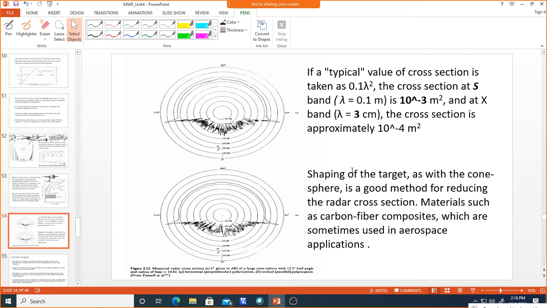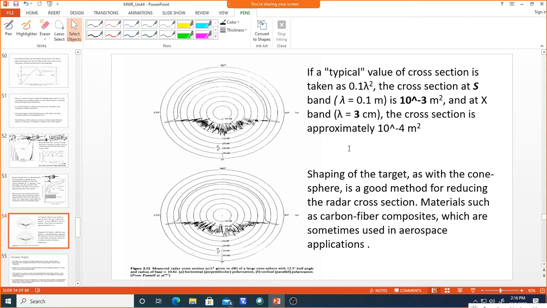Okay, so even the shape of the target also matters. So what type of cone you are taking, or what is the half angle, or what is the base. So based on all those parameters of the shape of the cone or target, the RCS will vary. So shaping of the target is a good method for reducing the RCS, that is radar cross section. Why? If you shape it in such a way that the target will not reflect maximum energy, then your RCS is going to reduce.